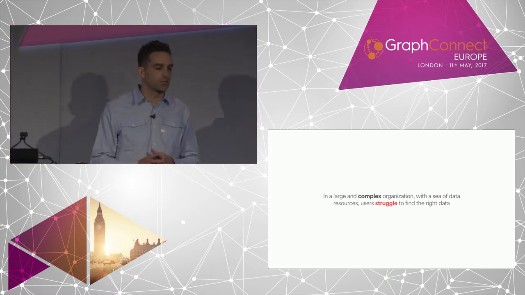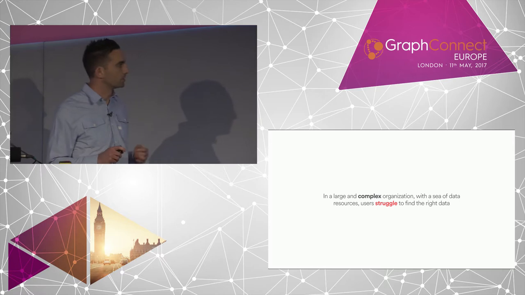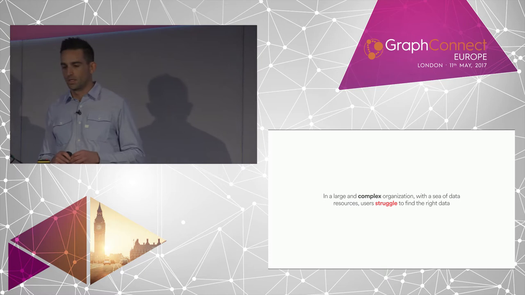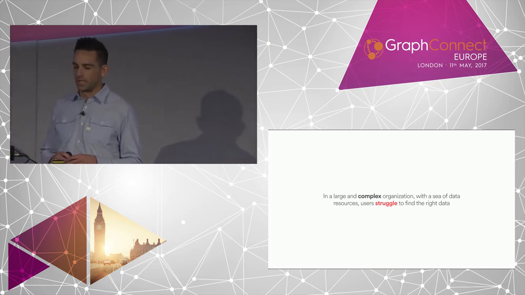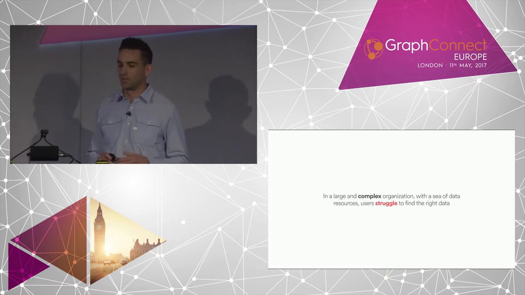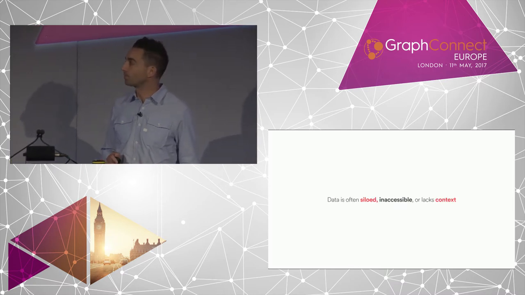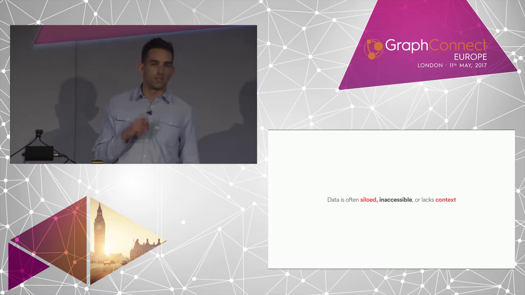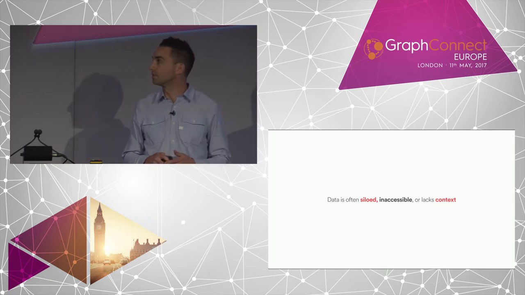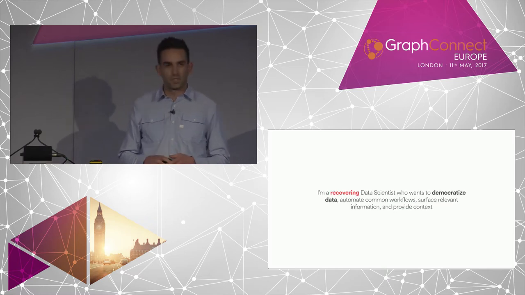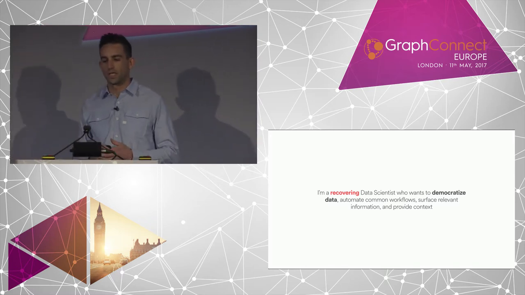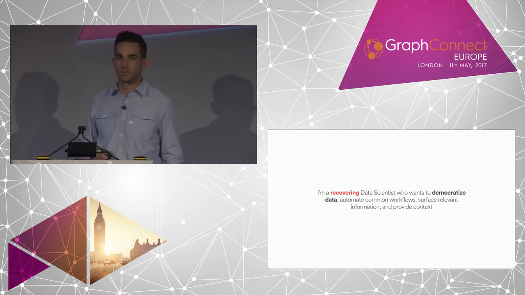In a large and complex organization with a sea of data resources, users often struggle to find the right data. We often run an employee survey and consistently score really poorly around the question, "The information I need to do my job is easy to find." Data is often siloed, it's inaccessible, and it lacks context. I'm actually a recovering data scientist who wants to democratize data and provide context wherever possible.